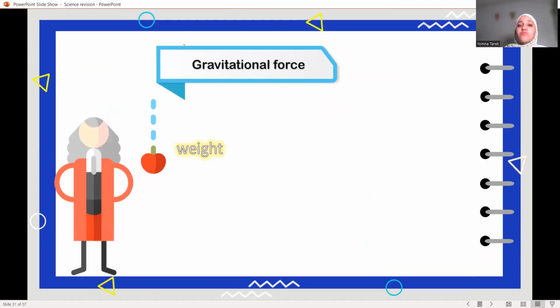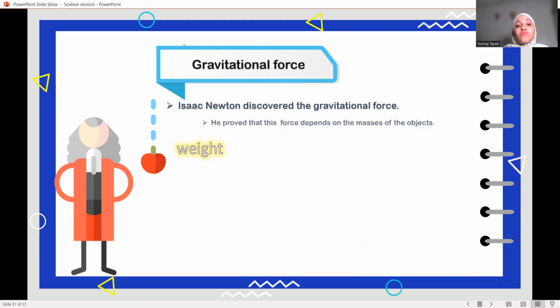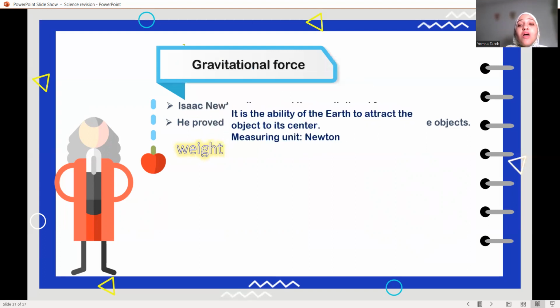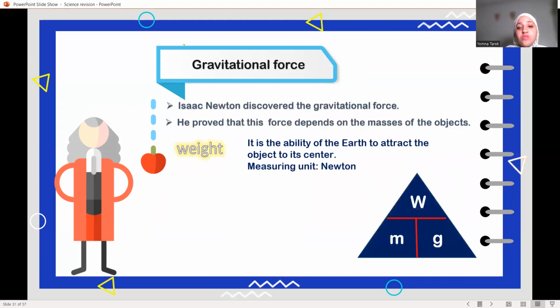So let's start with gravitational force. Who was the first to discover the gravitational force? It's Isaac Newton. So Isaac Newton discovered the gravitational force. He proved that the force depends on the mass. What is the difference between mass and weight? Do you remember mass? We said before that mass is the amount of matter inside any object. What about weight? Weight is the mass multiplied by the gravitational force.